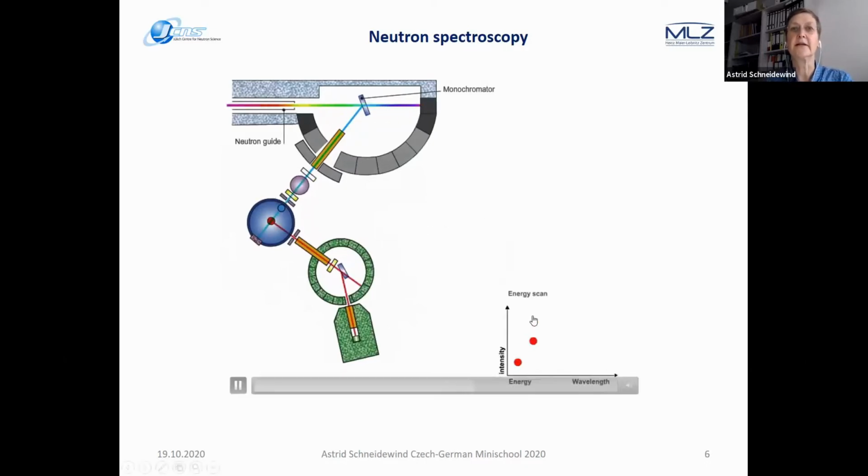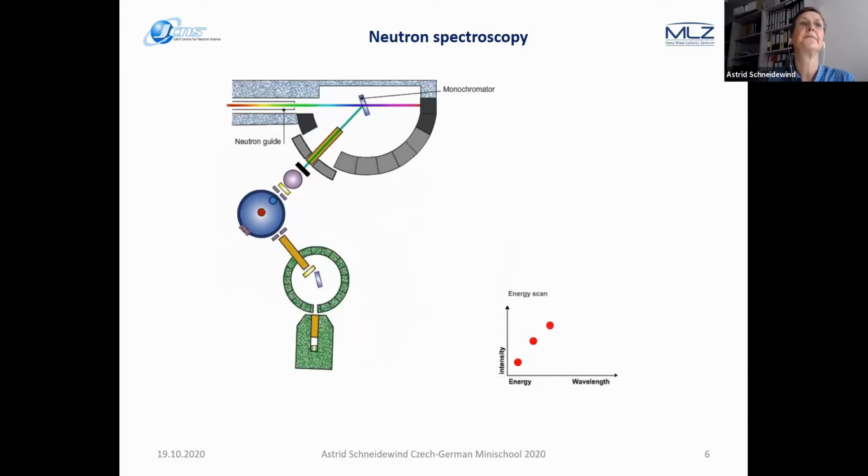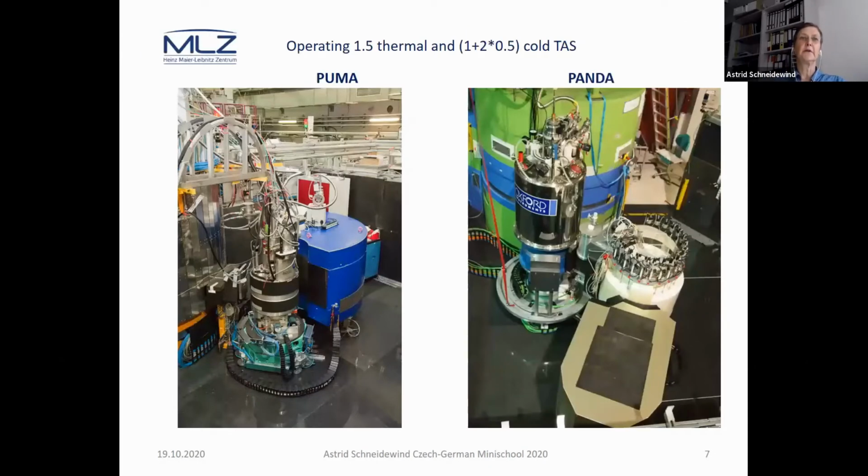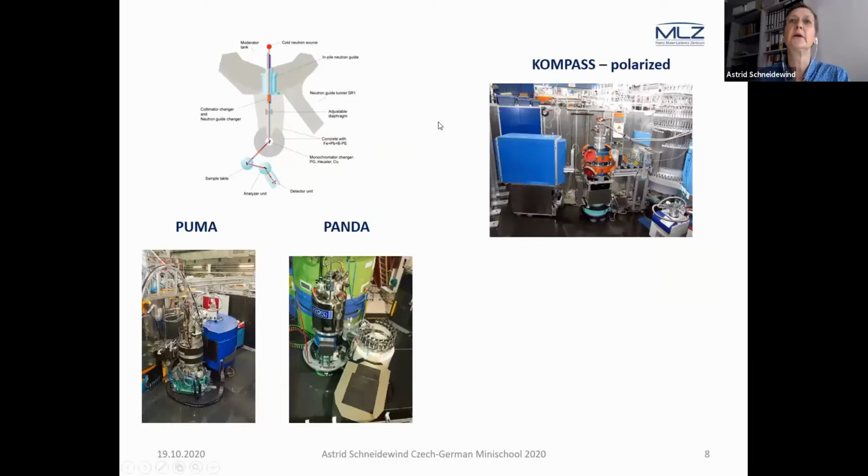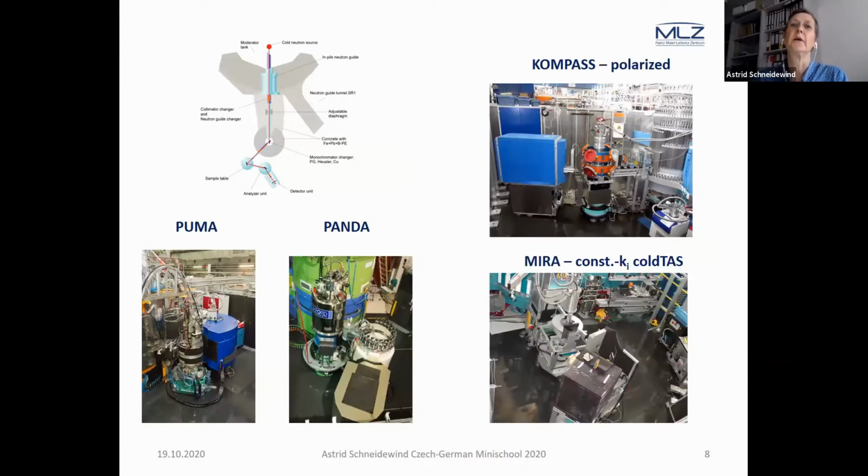On the other hand, you get here a more or less Gaussian peak, which immediately lets you know what you are measuring. At MLZ, we have several of these instruments. The classical ones are PUMA for a thermal spectrum and the cold spectrometer PANDA. Both follow the classical setup as shown before. In addition, we will soon have a fully polarized spectrometer, which is called COMPASS, in the cold spectrum. And we have one spectrometer which is starting to be used for triple axis measurements, which is MIRA.